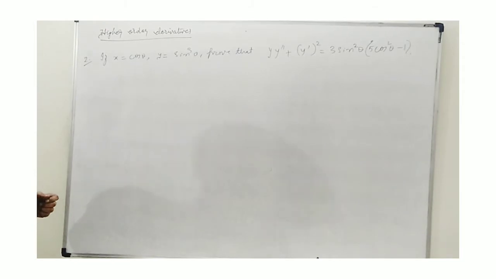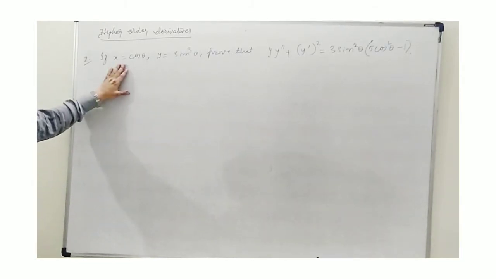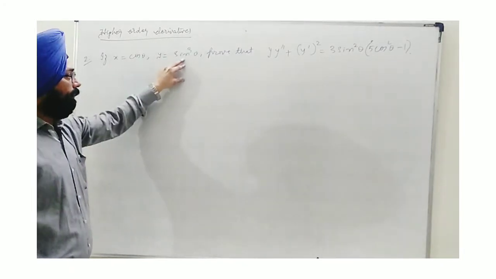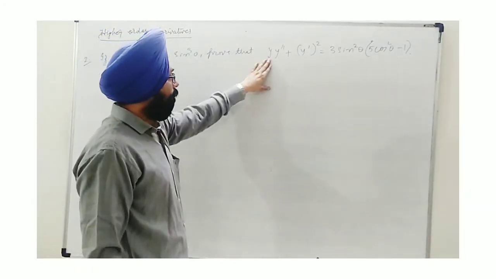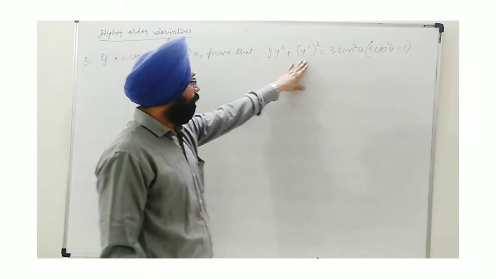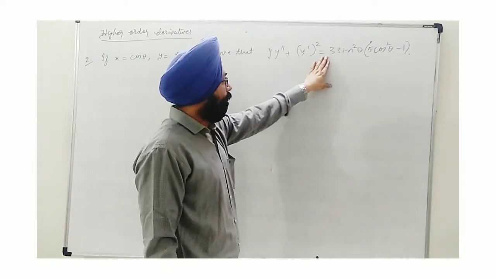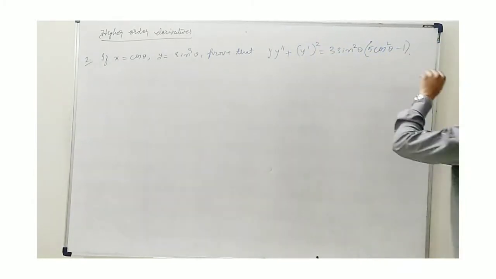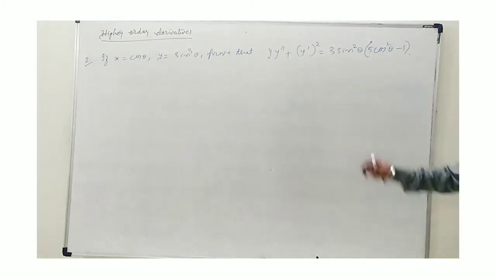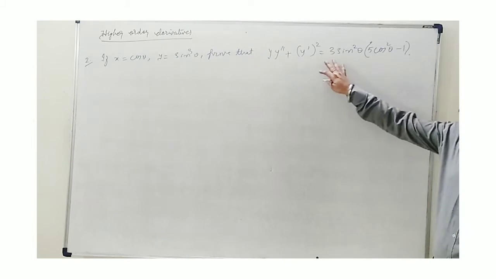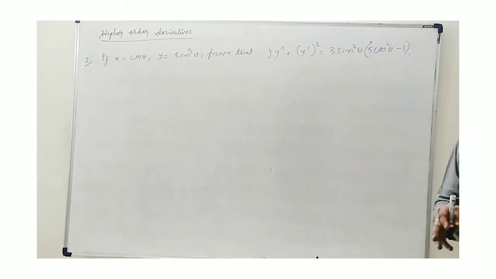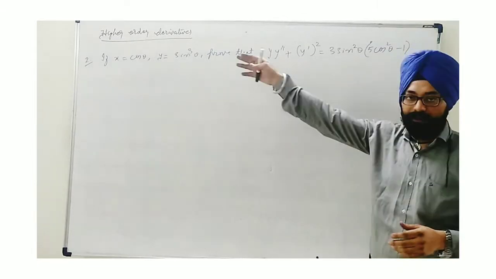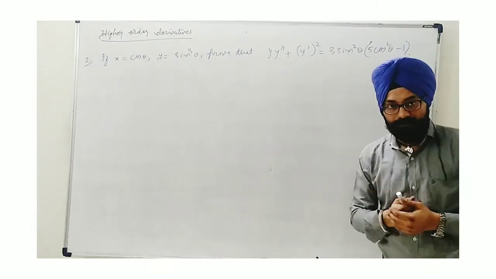We have taken second question in parametric form. x is given cos theta, y is given sin cube theta. Then we need to prove y into y double dash plus square of y dash is equal to thrice of sin square theta in bracket 5 cos square theta minus 1. Now this is an equation we need to prove. We can see what is required. It's first order and second order derivative only. y is already given, so we can use these values.